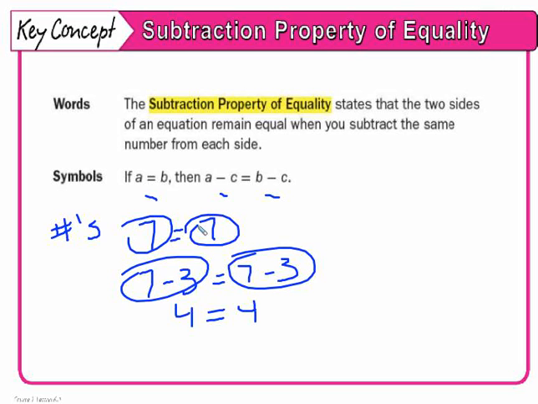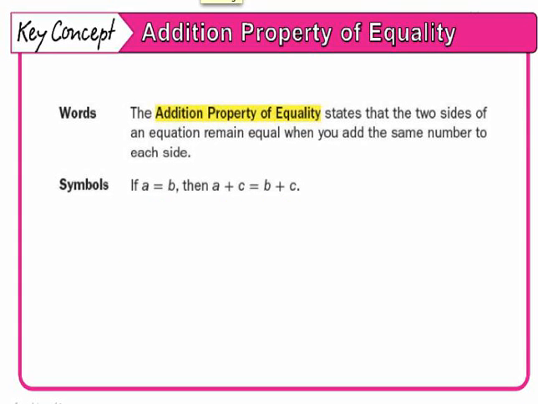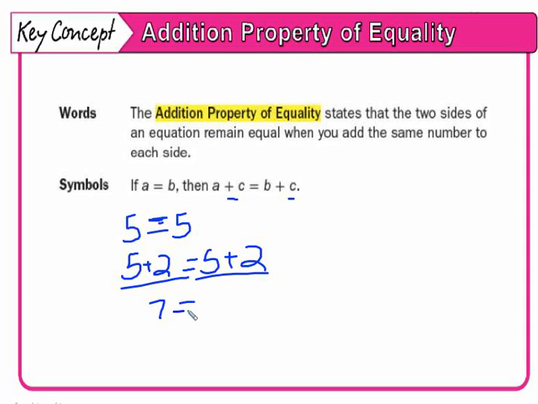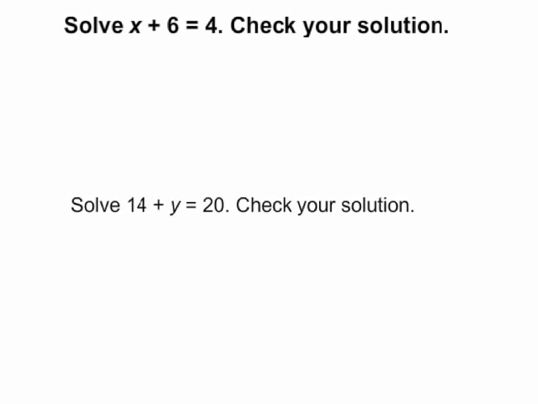Okay? Now we have another property, the addition property of equality, which is the same kind of thing, and it states that the two sides of an equation remain equal when you add the same number to each side. So again, if a equals b and you add c to each side, then a plus c will equal b plus c. So one more time, if I have 5 equals 5, and I add 2 to each side, well, this side is going to be the same as this because I'm going to have 7 equals 7. Okay? So let's try some examples.